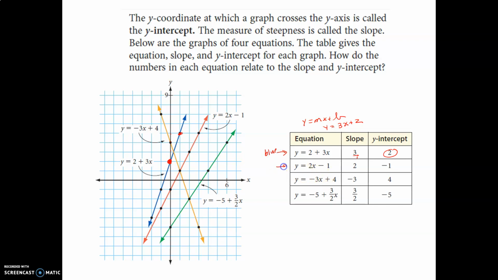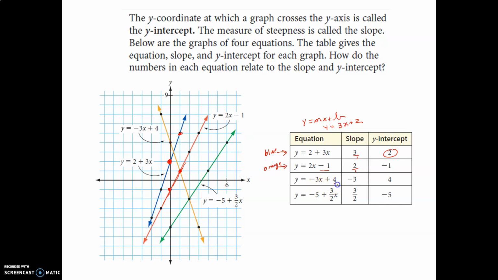The next one here, y = 2x - 1. The y-intercept is negative 1, and the slope is 2 over 1. So I go up 2 and over 1, and that's going to get me back on this line. And so that is that orangey color, orange or red.